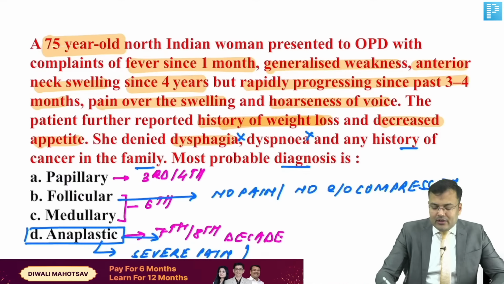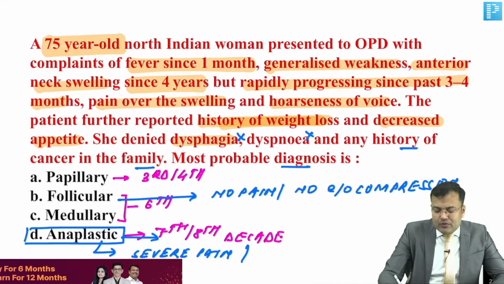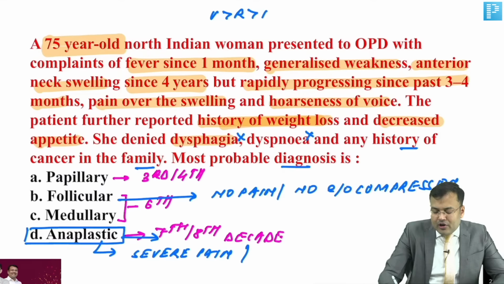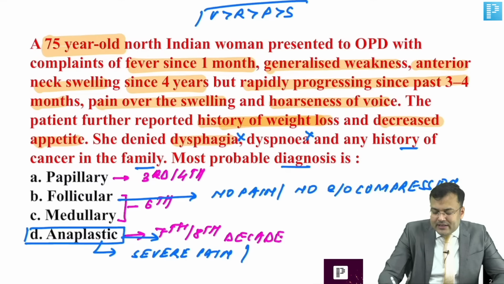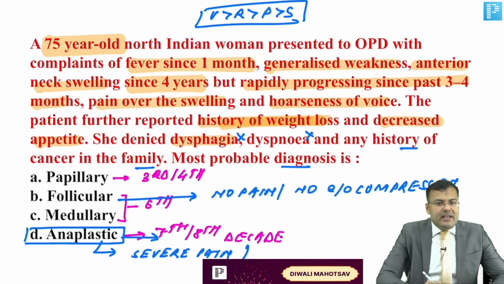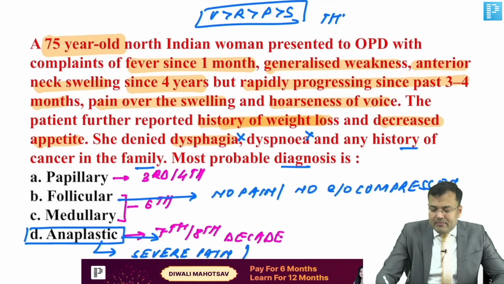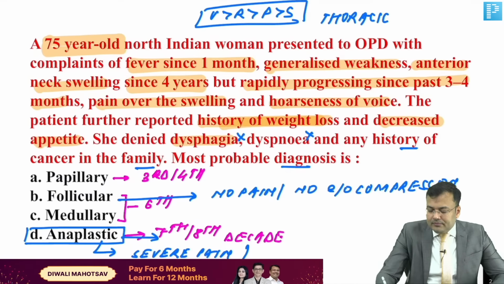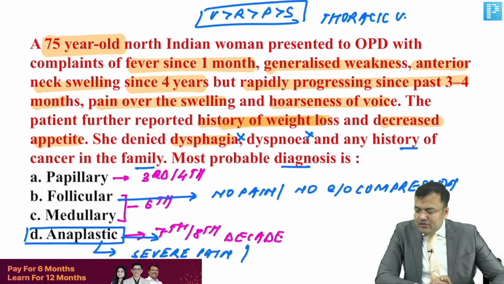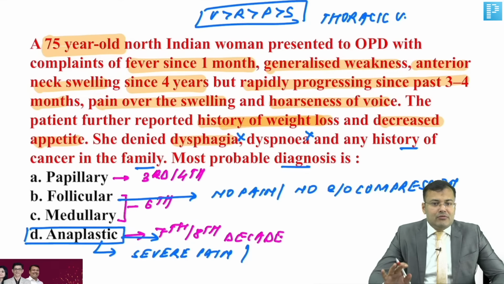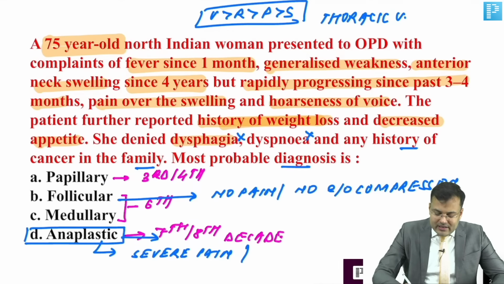Thoracic vertebra. So, guys, follicular carcinoma goes to vertebra, followed by ribs, followed by pelvis, followed by skull. VRPS: vertebra, ribs, pelvis, skull. Which vertebra? Remember, thoracic vertebra. Easy. So, the correct answer here is option D.